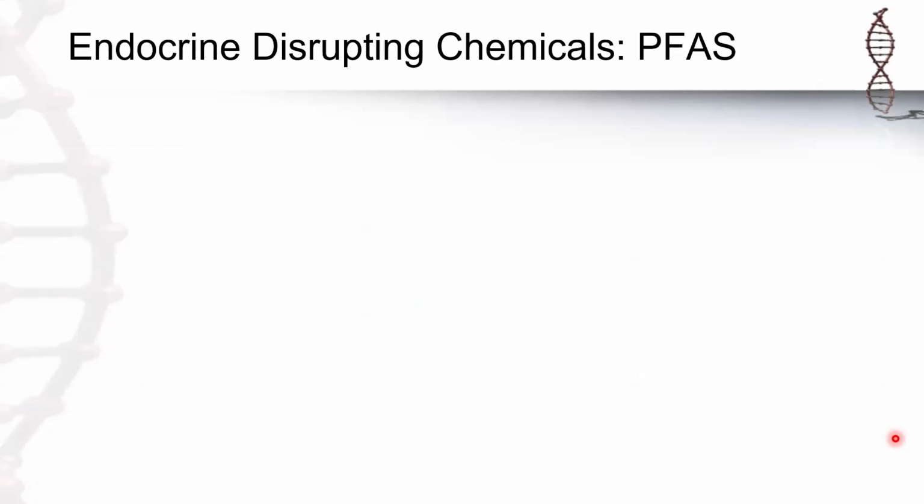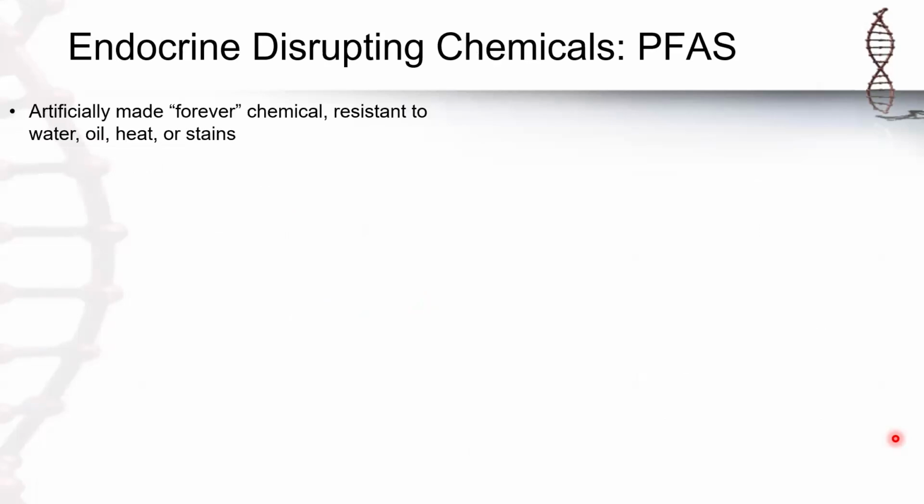So endocrine disrupting chemicals, also known as EDCs, are natural or man-made chemicals that may mimic or interfere with the body's hormones. One type of EDC is per- and polyfluoroalkyl substances, known as PFAS. PFAS is a forever chemical that is resistant to water, oil, heat, and stains. They have strong carboxyl and sulfonate groups that make them resistant to degradation, and there's no known natural mechanism to break them down.